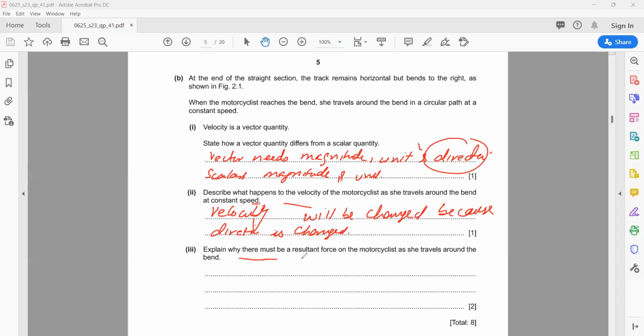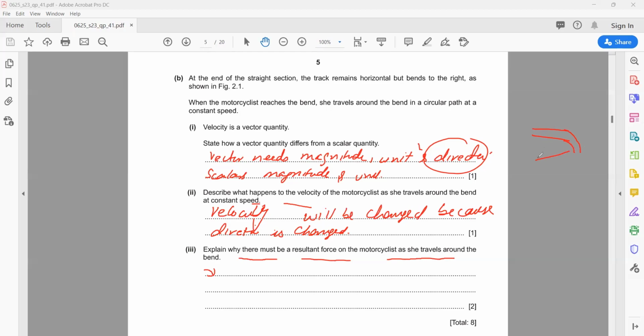Explain why there must be a resultant force on the motorcyclist as he travels round. Now, when anything changes direction, it needs a force. Without a force, you cannot make it. Because when you want to make acceleration, what is acceleration? Change in velocity. Change in velocity means it needs a change in direction. So if you apply a force, you can change the direction. Otherwise, you cannot change. If the object is moving in a circular path and you want to make a bend, you have to apply a force.